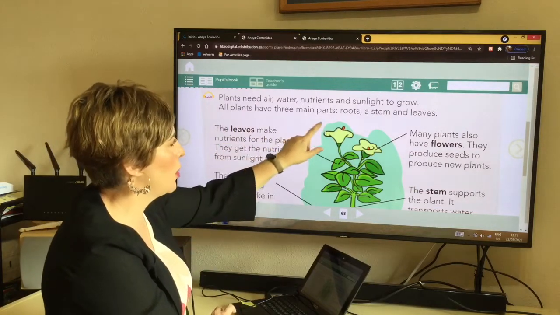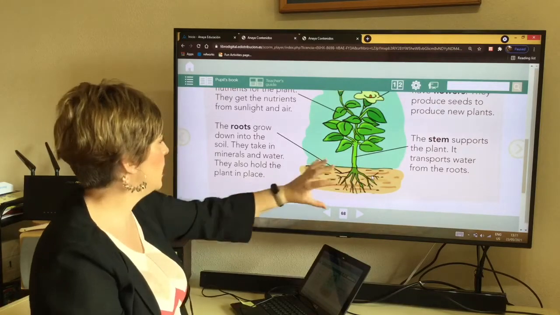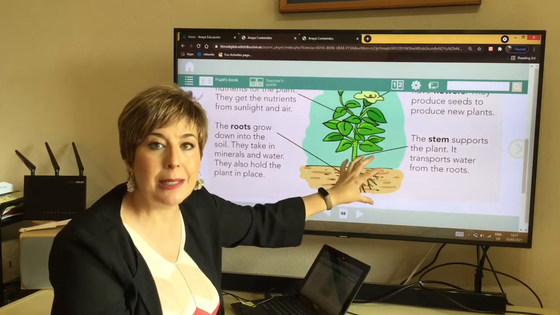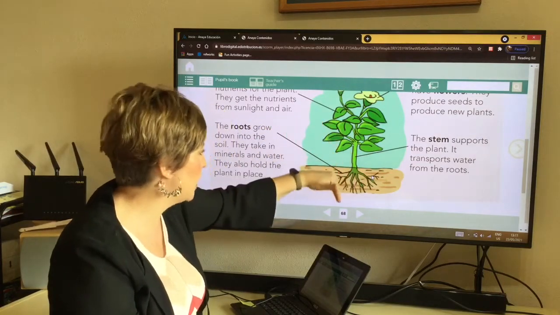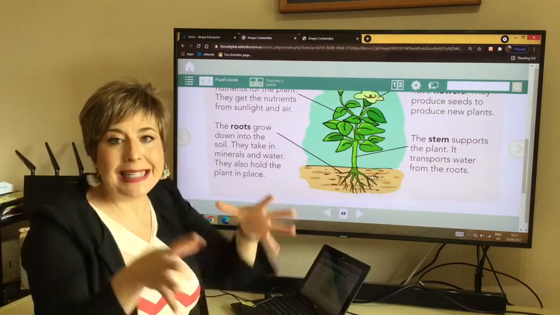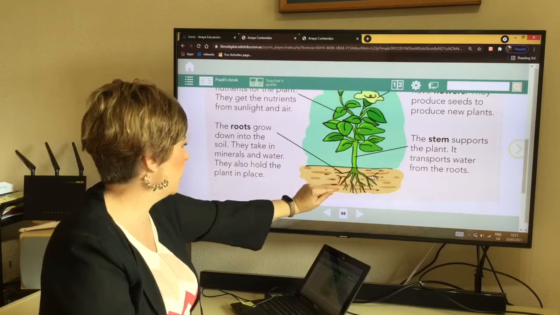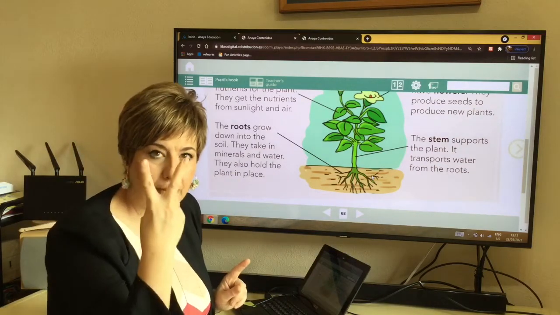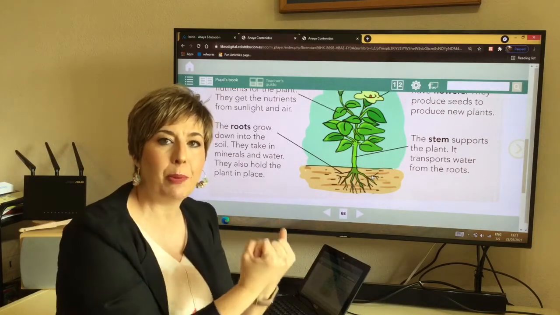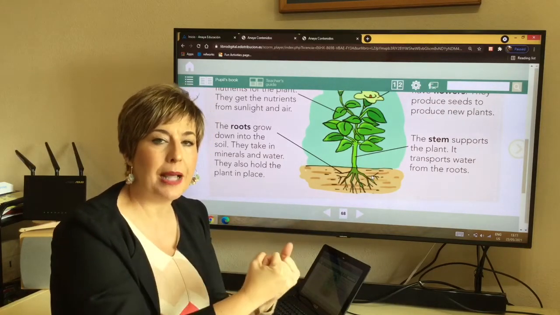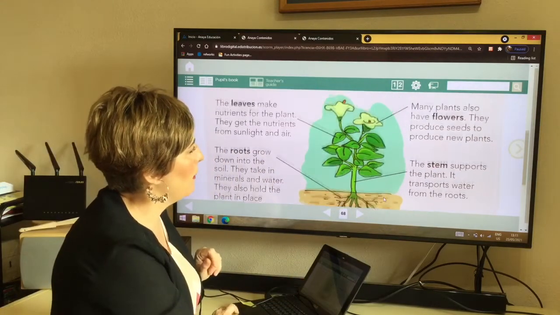A plant has three main parts. Let's go with the beginning. The root. What is the root? The root is the part of the plant that grows down into the soil. It absorbs or takes in minerals and water. And another function, two functions: absorbs minerals and water and holds the plant in place so that the plant doesn't fall.